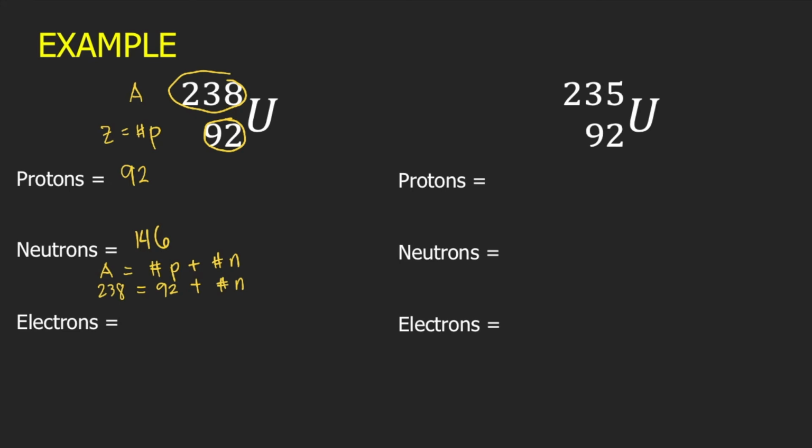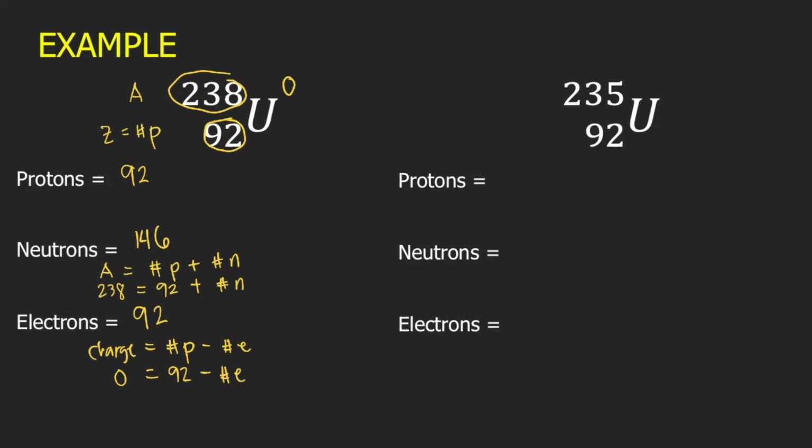And lastly, for the electrons, as you can see, there is no subscript. So the charge of the isotope is 0. And we know that charge is equal to number of protons minus number of electrons. So if the charge is 0 and there are 92 protons, then there are how many electrons? It must also be 92 to make the charge 0. So for the left side, there are 92 protons, 146 neutrons, and 92 electrons.